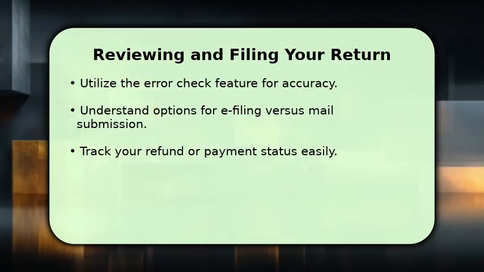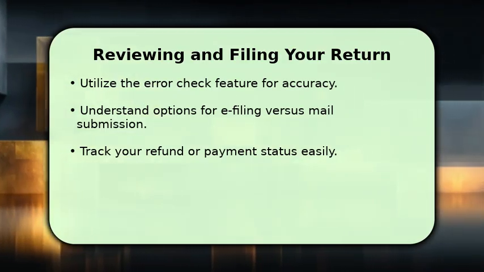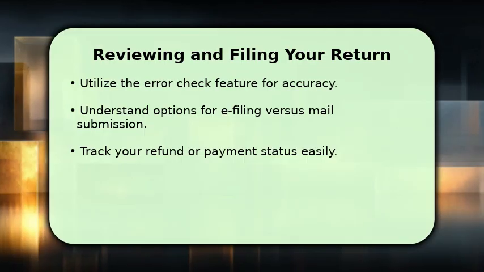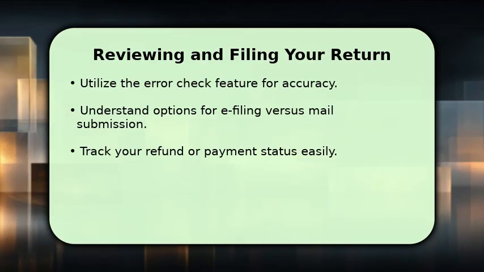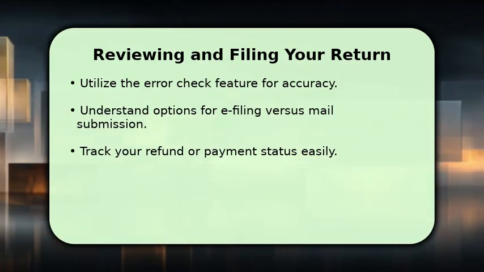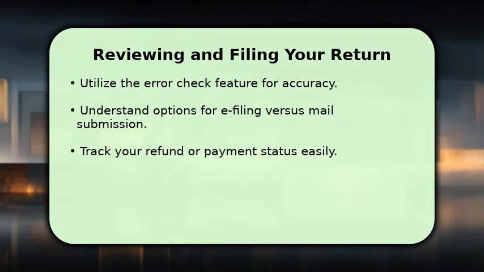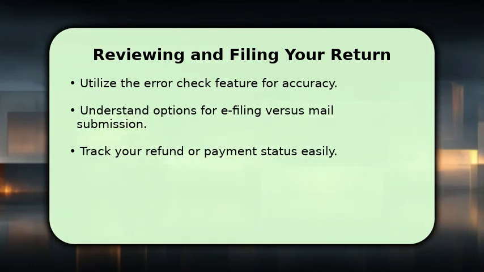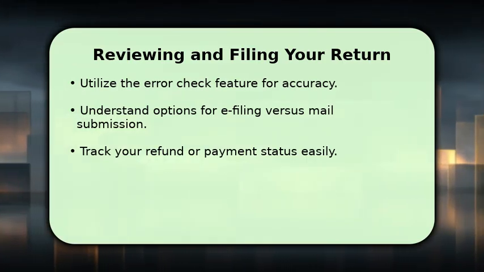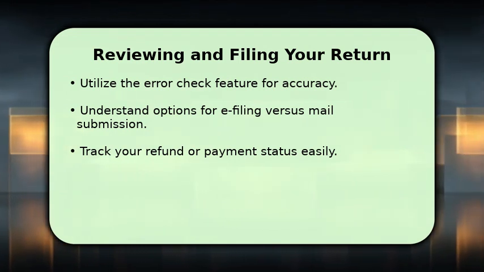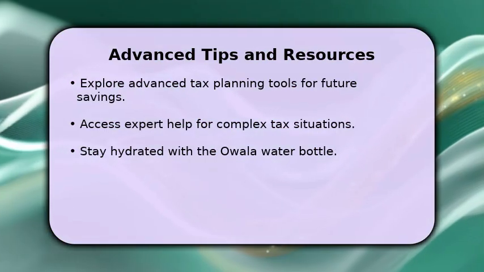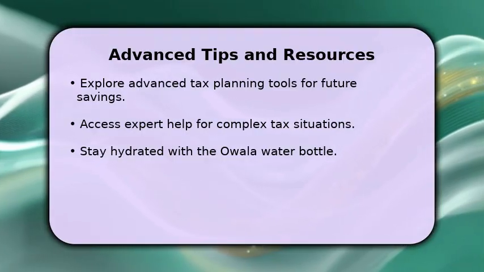TurboTax Premier includes a comprehensive error check feature that scans your return for potential mistakes and missed deductions, helping ensure accuracy. You'll then choose your filing method: secure e-filing for a faster process, or printing and mailing your return. After filing, the program provides tools to track your refund or confirm your payment, keeping you informed every step of the way. Finally, let's look at some advanced tips and resources.